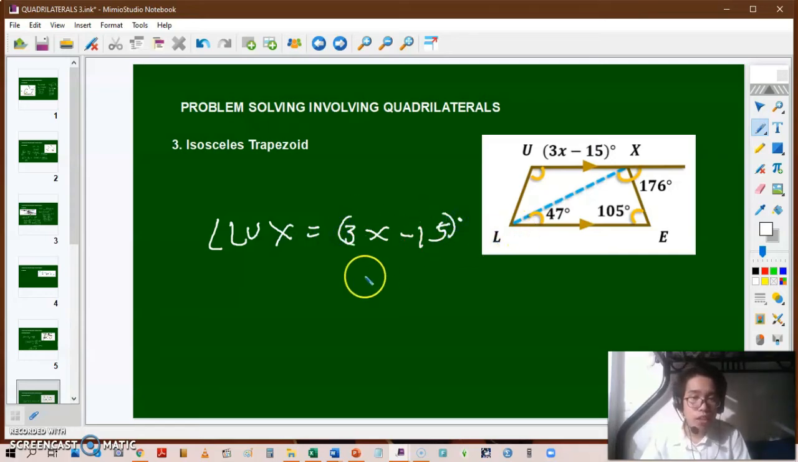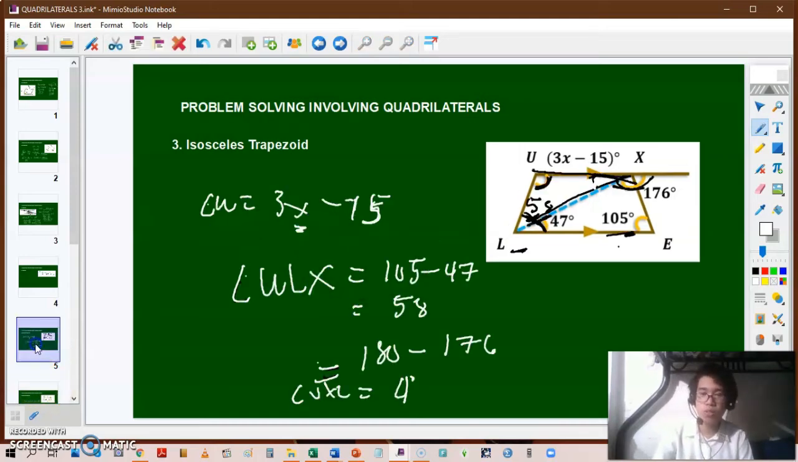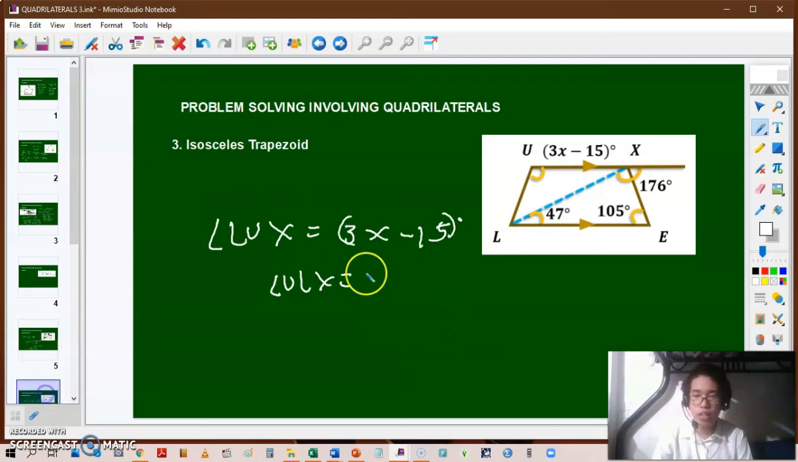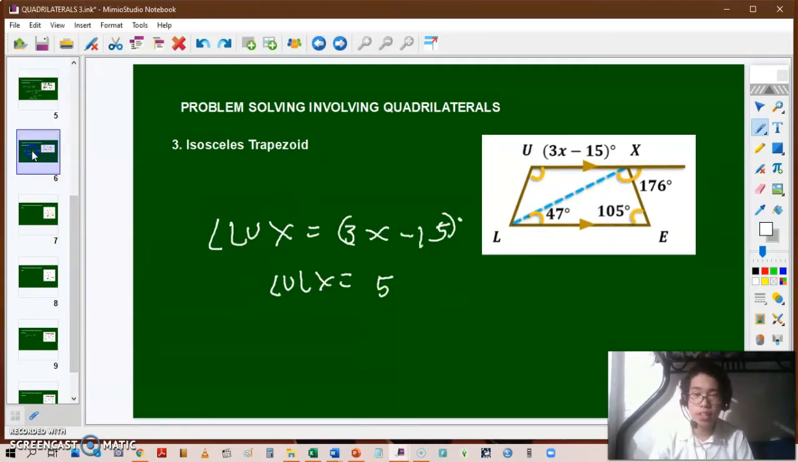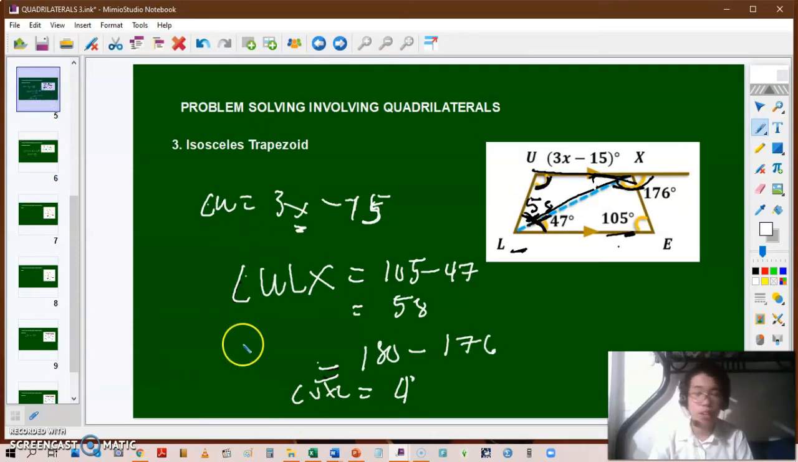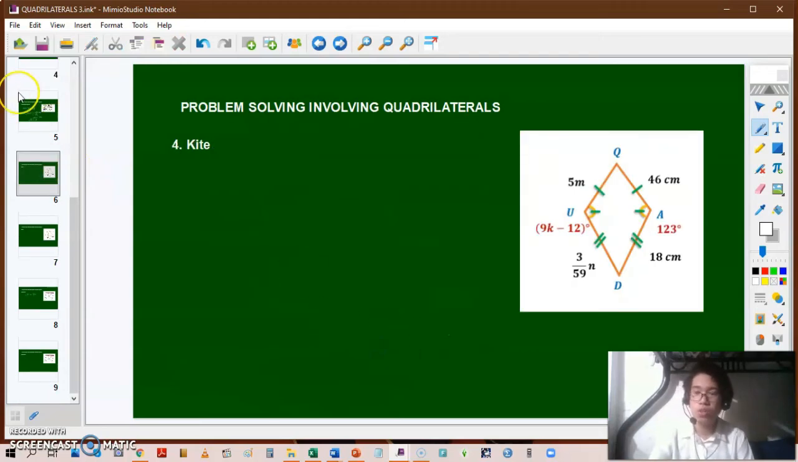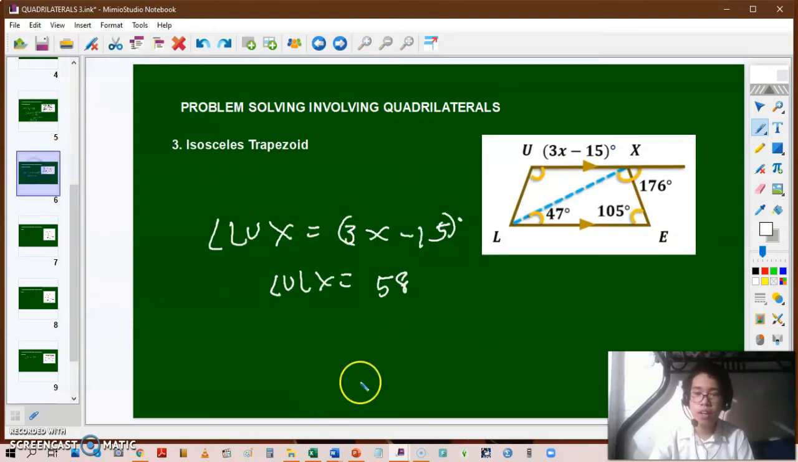We already solved for the value of angle ULX, which was 58 degrees, right? So right there, 58 degrees. And we also solved for the value of angle UXL right here. There you go, it's 4 degrees. So we have those two angles already.